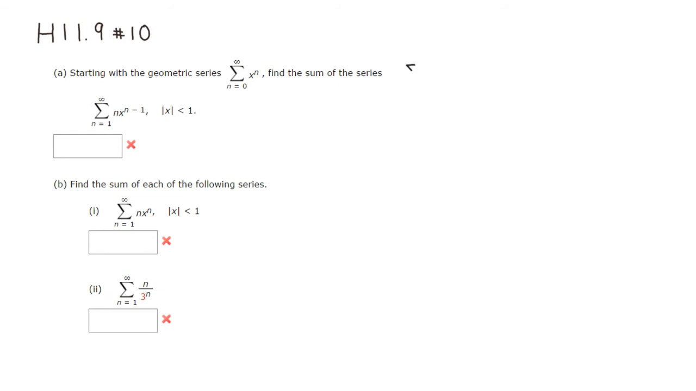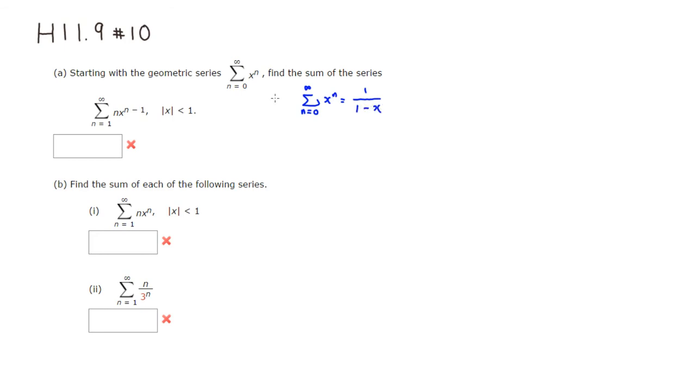Actually, this is black there. I want to use blue. So you have a summation, n goes from 0 to infinity, x to the n, right? This was just 1 over 1 minus x, right?